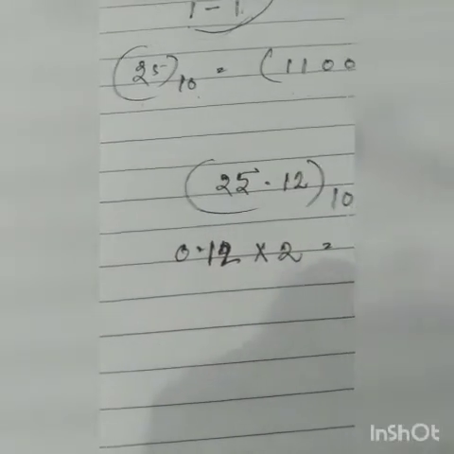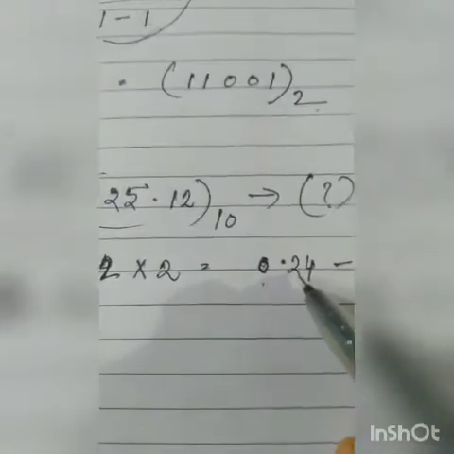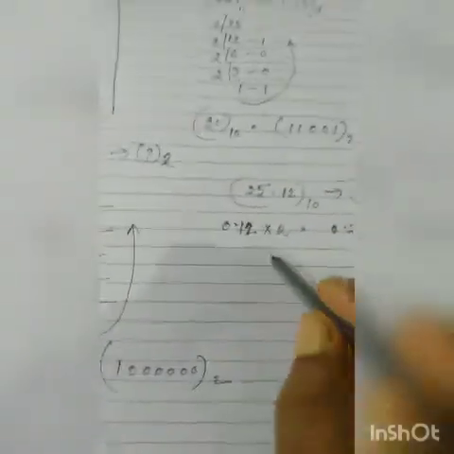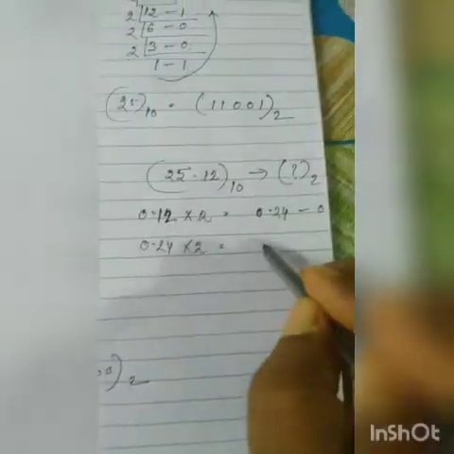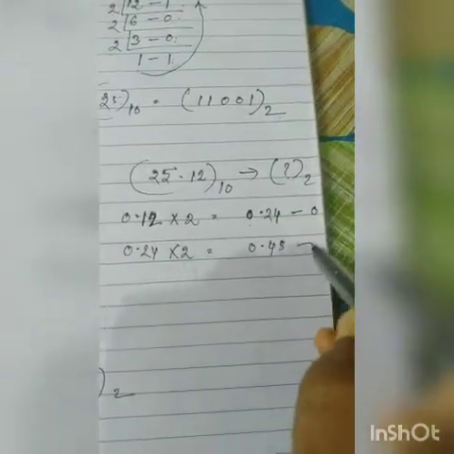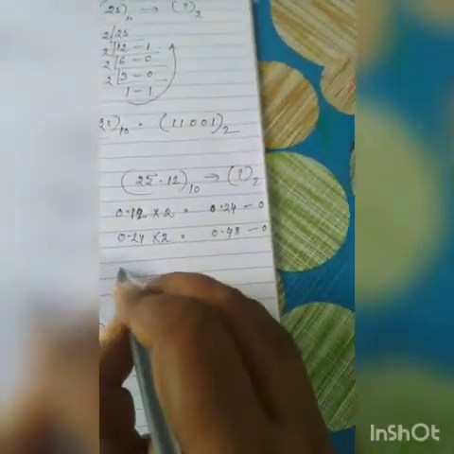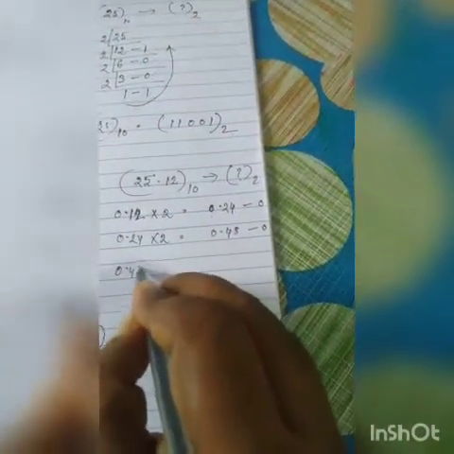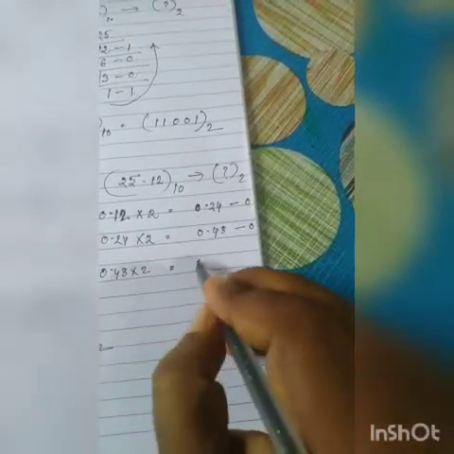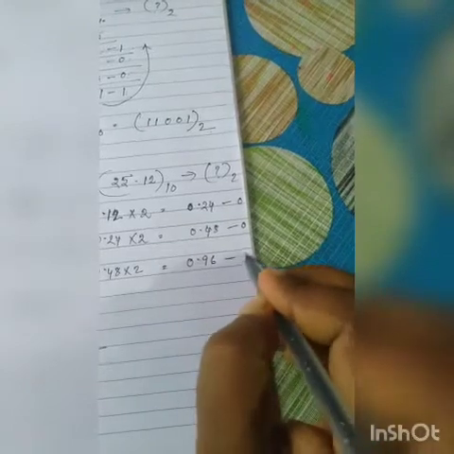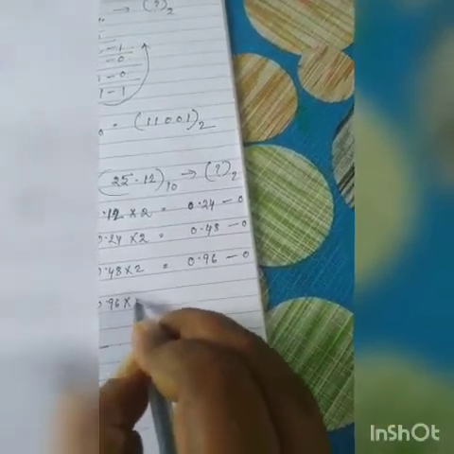Again take this number, multiply again. 0.24 times 2, what is coming? 0.48. There also 0. Again 0.48 came. 0.48 times 2 is 0.96. Here also 0. Next, 0.96 times 2.